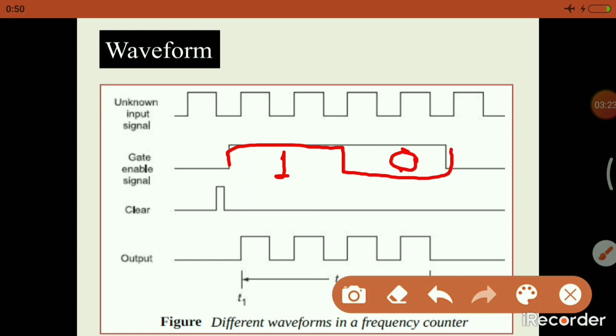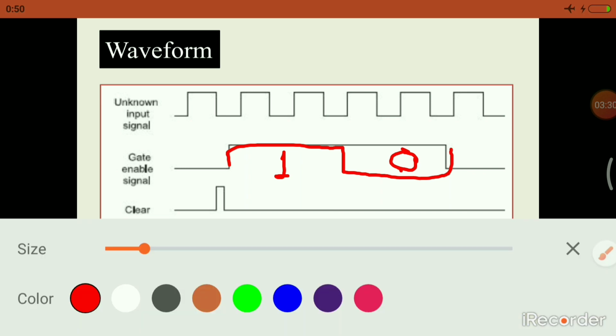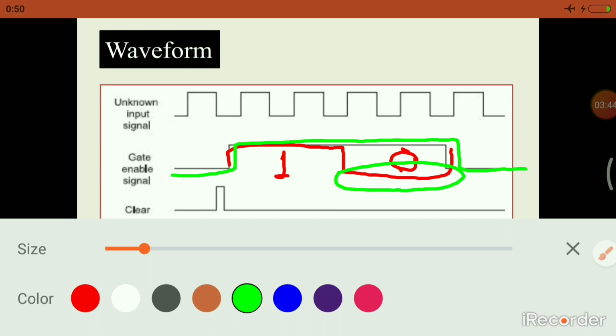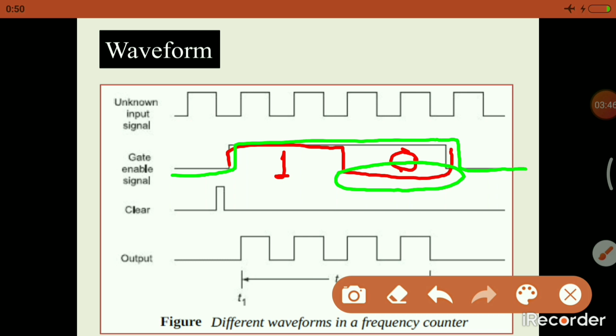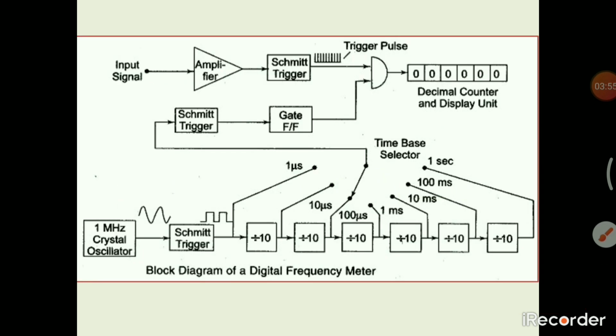This 0 part is required to be converted into 1, because the expected reference signal is like this. So this is the expected signal. Here this part is required to be converted into 1. So the flip-flop circuit is used to convert that part into 1. So here we will get 1. This is the advantage of the flip-flop circuit.